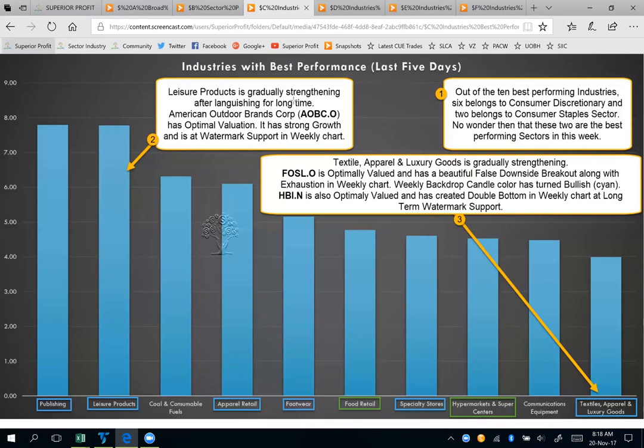We are looking at industries best performing over the last 5 days. Out of the 10 best performing industries, 6 belong to consumer discretionary and 2 belong to consumer staples sector. No wonder that these two are the best performing sectors this week. Let's have a look at that using QEdge.